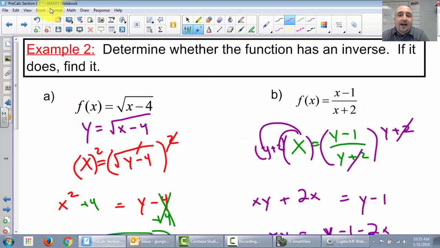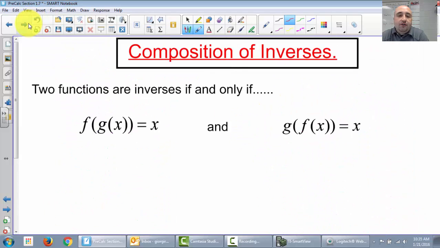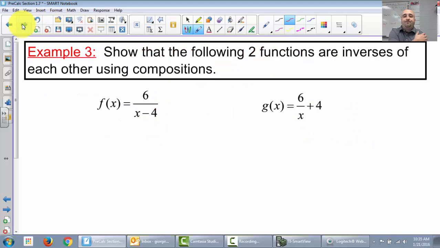All right. Last but not least, composition of inverses. Two functions are inverses if and only if you take their compositions and it's equal to x, and you take the composition of the other, so this one is f of g of x and this one's g of f of x. So if you take the compositions and their answer is equal to x both ways, you know they are inverses.